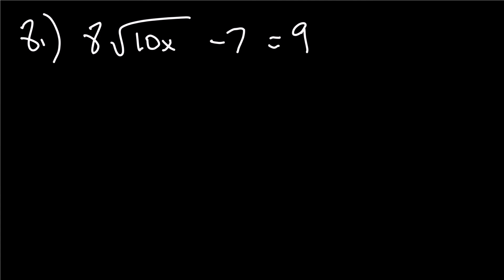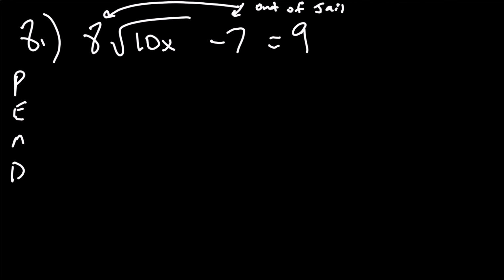All right, number 8. We have 8 times the square root of 10x minus 7. The radical is not isolated, and so is that 8. So you have to get rid of them first. Like I said, I like to just use PEMDAS backwards. That's how I usually do it. I pretend that's parentheses, because it is parentheses. If you go to plug it in your calculator, it's going to be in parentheses, so it's implied there.